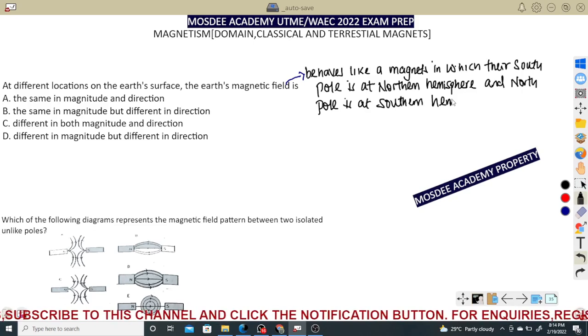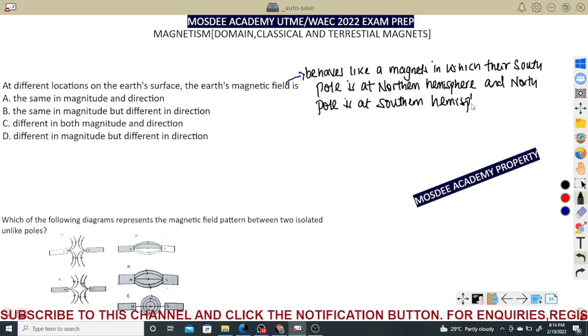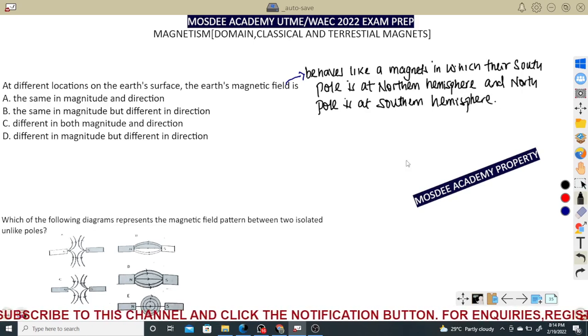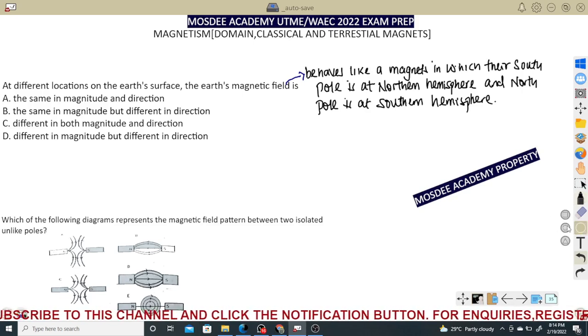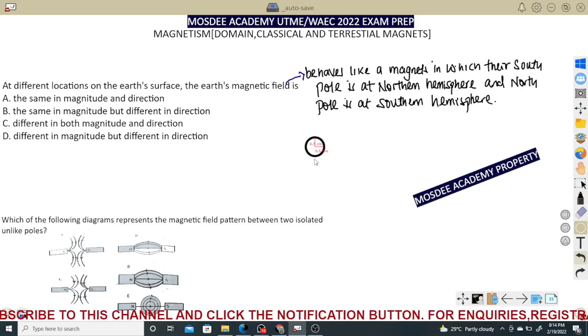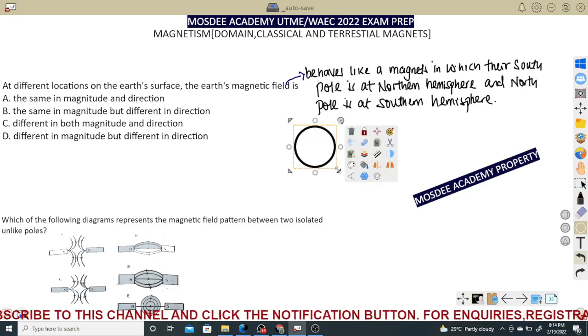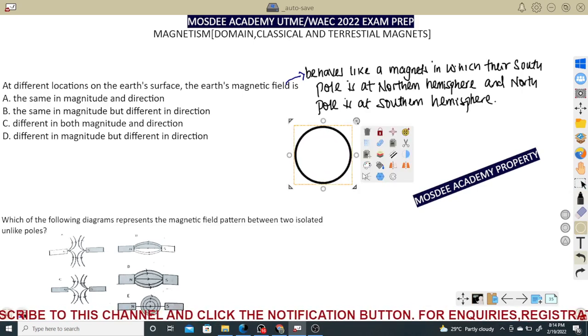What I'm trying to say is that for you to understand the Earth's magnetic field, it's a combination of two types of magnet. Now let me quickly draw, because I think you need it, for the sake of those of us who think it should be a sphere and not a circle. The diagram is not drawn to scale, guys.